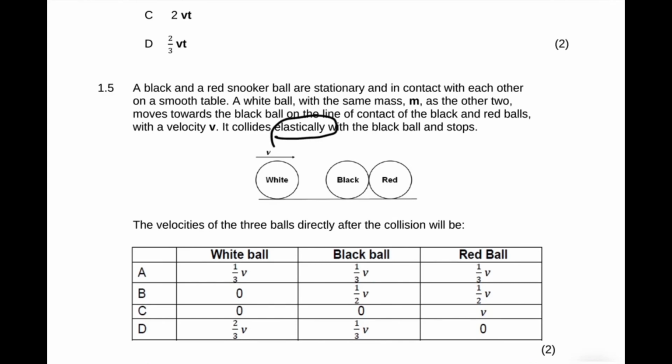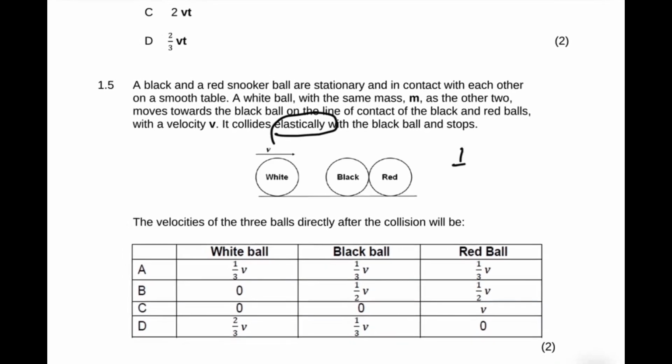So elastically, what does this tell us? This tells us that not only is momentum conserved, but kinetic energy is also conserved, right? So if kinetic energy is conserved, 1 over 2 mv squared before is supposed to be equal to 1 over 2 mv squared after, right? That's what we know about conservation of kinetic energy.